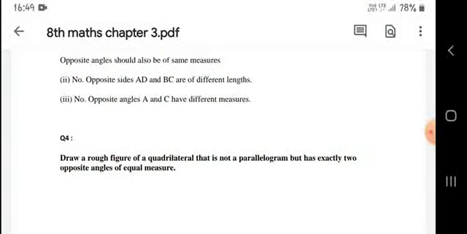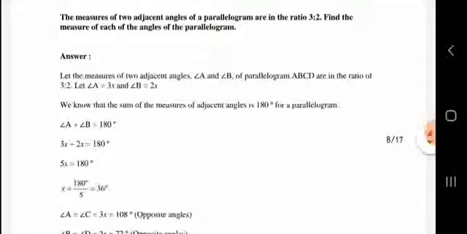Next, let us draw a rough figure of a quadrilateral that is not a parallelogram but has exactly two opposite angles of equal measure. So here you can see a quadrilateral ABCD which is not a parallelogram, as the measures of the remaining pair of opposite angles, angle A and angle C, are not equal.